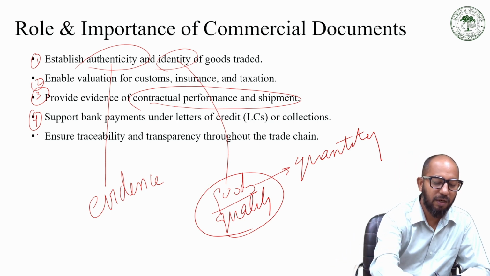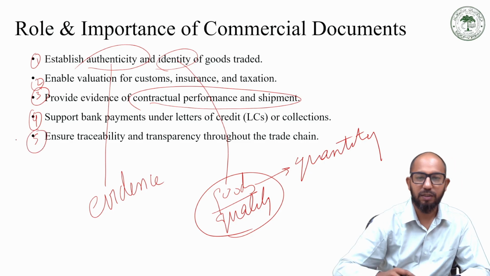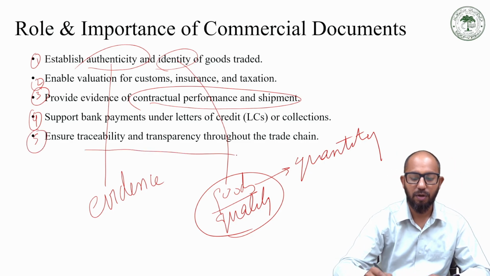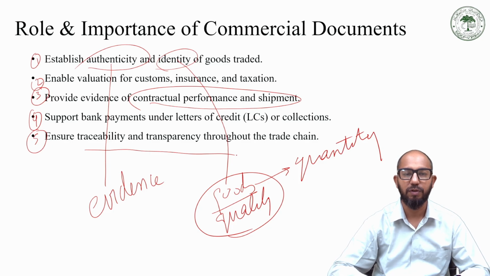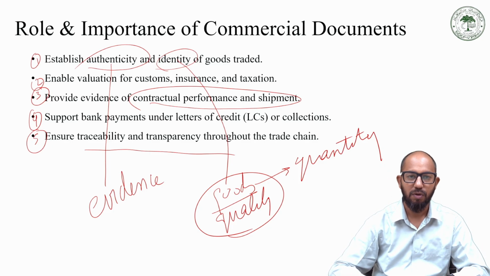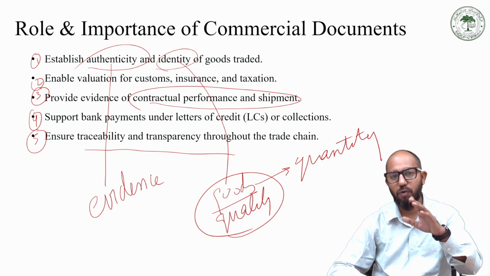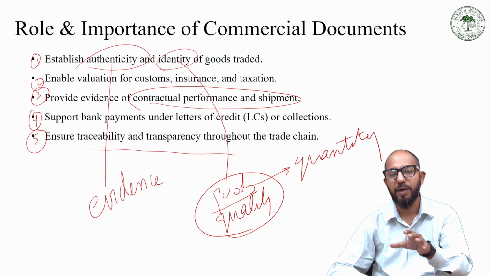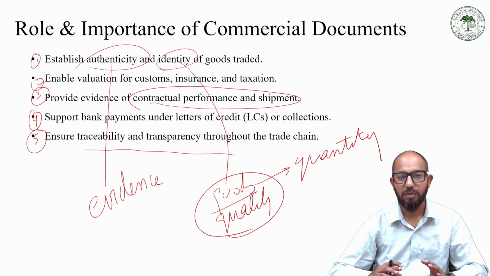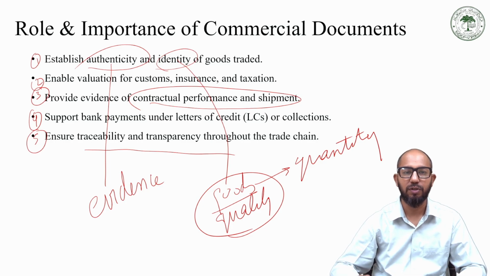The fifth and the last importance is that commercial documents ensure traceability and transparency throughout the trade chain. Where exactly the goods are right now, where they have to reach, what is the process which is being followed by the exporter to reach the destination. All these issues become transparent in the commercial documents.